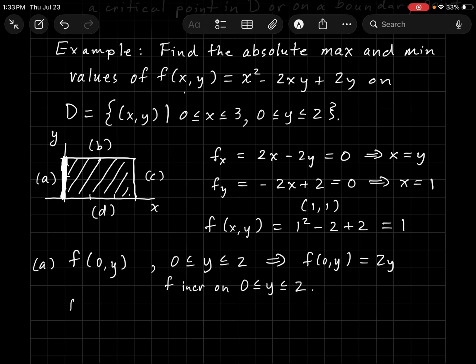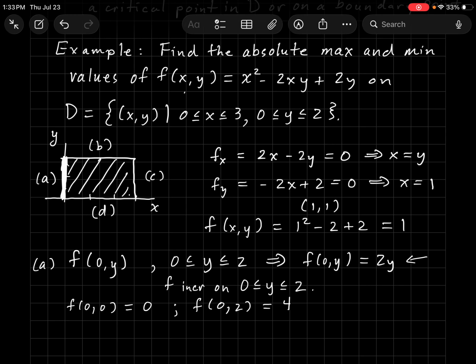So we can find f of 0, 0. And f of 0, 0 is 0. And we can use our simplified version to do these. And then we can find f of 0, 2, which is going to be 4.